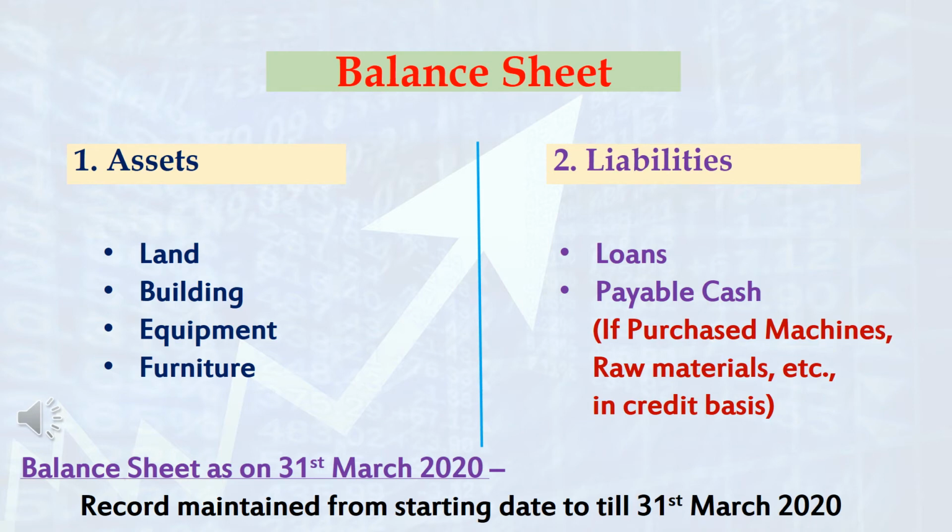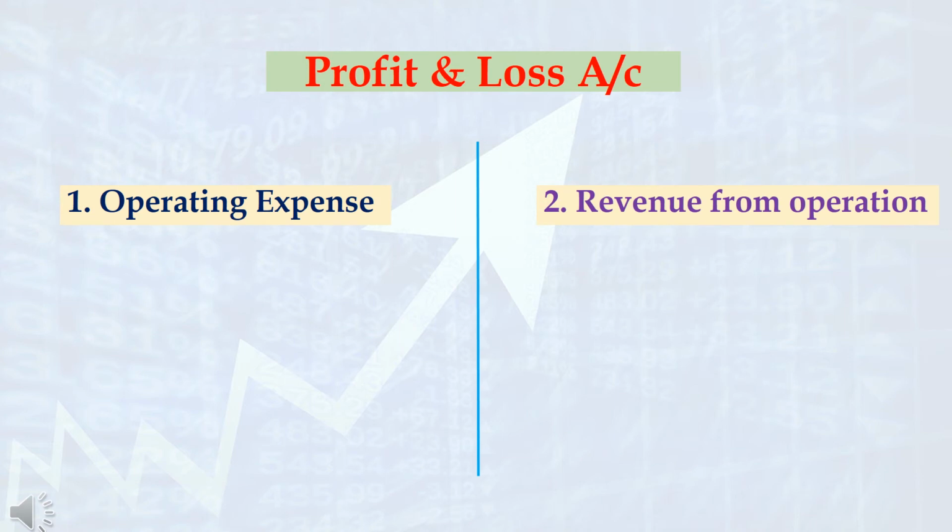All the listed companies will declare their annual report at every financial year end. In the annual report, the balance sheet will be mentioned like this: Balance sheet as on 31st March 2020. That means this balance sheet record is maintained from the starting date of the business till 31st March 2020. Next we are going to see about the profit and loss account.